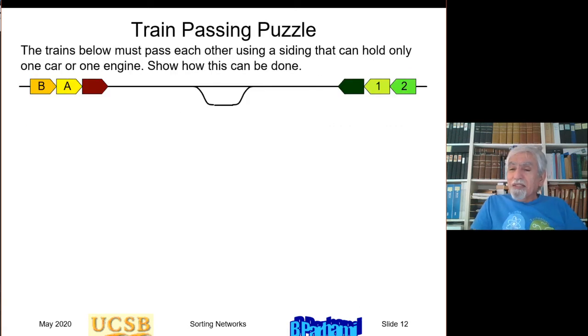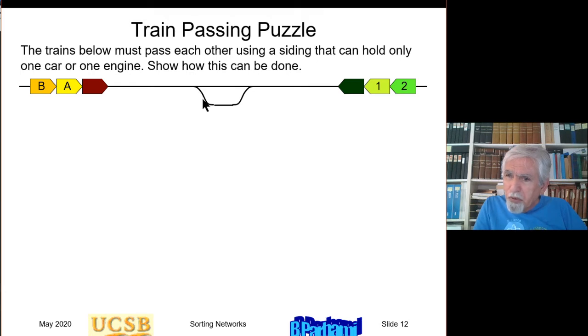Okay, now this is the toughest puzzle from the set that we consider today. It's called the train passing puzzle. Okay, it's an artificially constructed puzzle. It's not something that happens in practice, but it's interesting. So we have a main track and a siding that is very small. It can hold only one car or one engine.